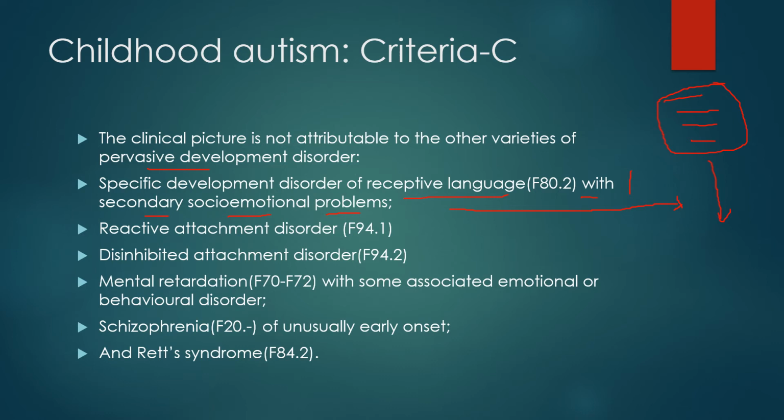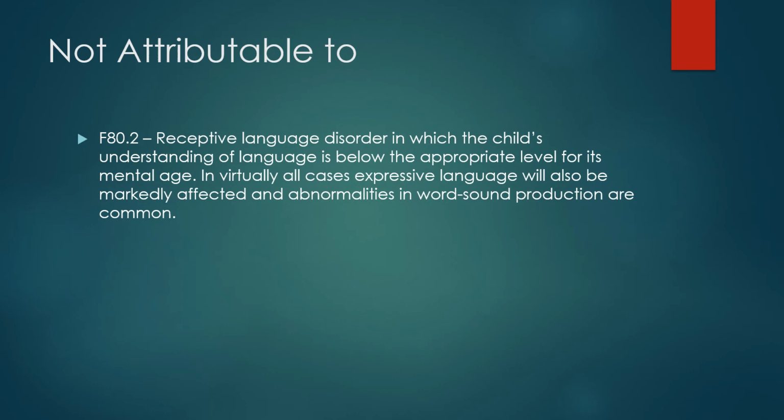The other one is reactive attachment disorder. The third one is disinhibited attachment disorder. Number 4, if somebody is suffering from mental retardation with some associated emotional or behavioral disorder, and sometimes unusually early onset schizophrenia might get confused, and Rett syndrome. We will discuss these in more detail because they are important to rule out in the diagnosis of autism, especially in the child, and when the child is growing older into adolescence, these must have been ruled out in order to diagnose properly, because they are pervasive developmental disorders.